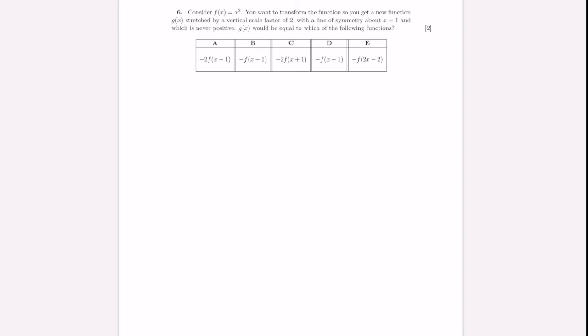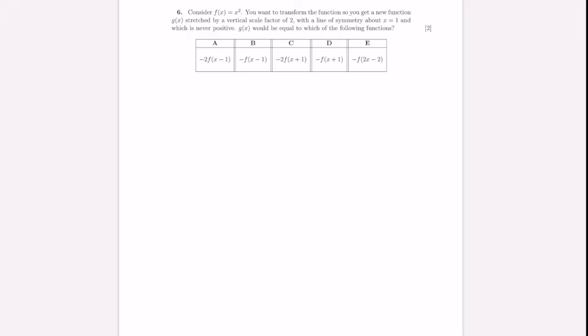Next one, we have a function which is equal to x squared. You want to transform the function so that you get a new function which is stretched by a vertical scale factor of 2 with a line of symmetry x equals 1 and which is never positive. So you don't want this to be positive. Okay, so let's just take this one by one.